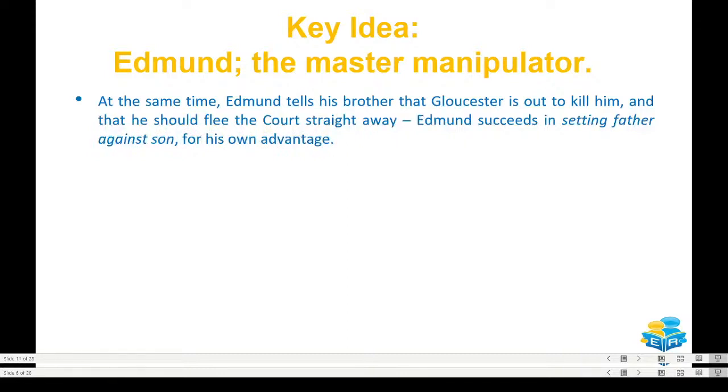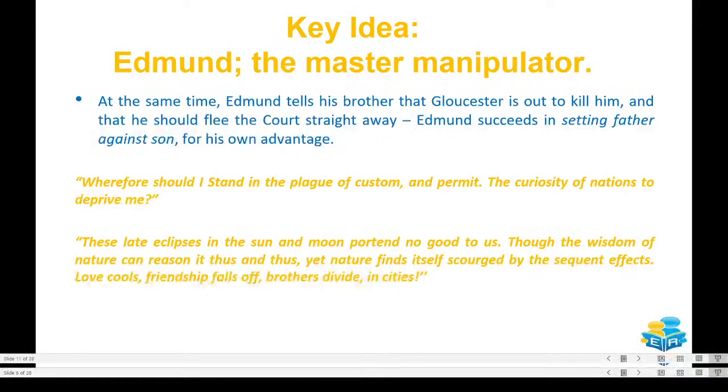The natural social order is gone. Okay? And again, I'm not going to go through the quotes here. I will just, this one here, the last one. These late eclipses in the sun and moon portend no good to us. Though the wisdom of nature can reason it thus and thus, yet nature finds itself scourged by the sequent effects. Love cools, friendship falls, brothers divide in cities. The end of that quote in particular is basically saying, look, this is what's happening to the court. The court is kind of falling down around itself.